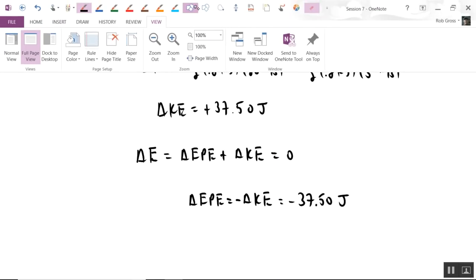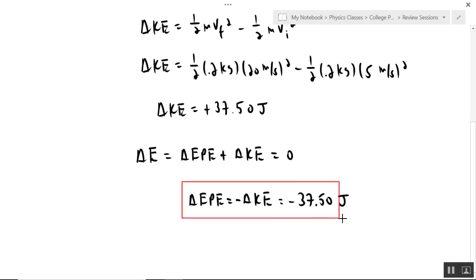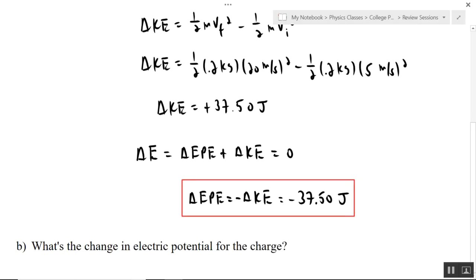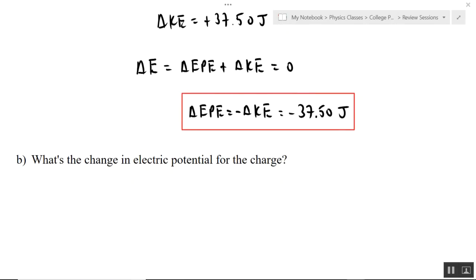The important thing is, now that we know this, we can ask questions related to this. Now this is easy if you figure this part out. This is the hardest part. But still, what's the change in electric potential for the charge? The hint is, using this you can find the delta V, which should be fairly straightforward, hopefully. Does anyone have an answer for the delta V?